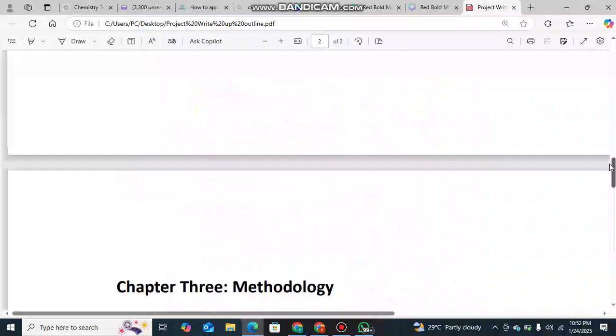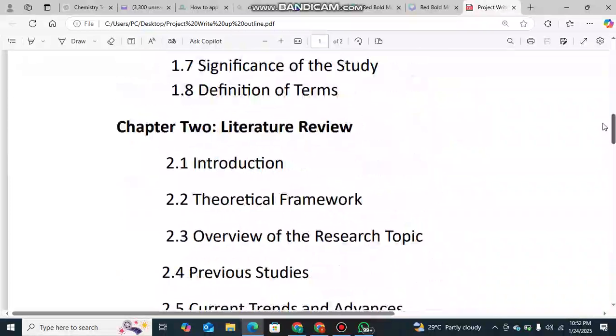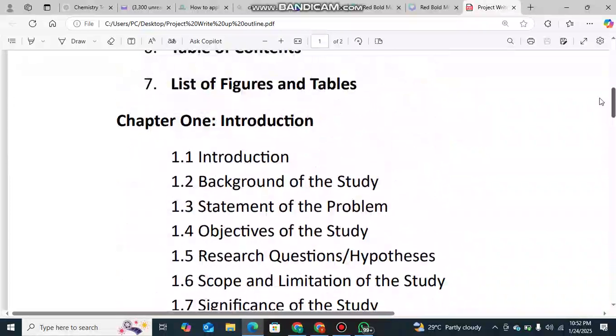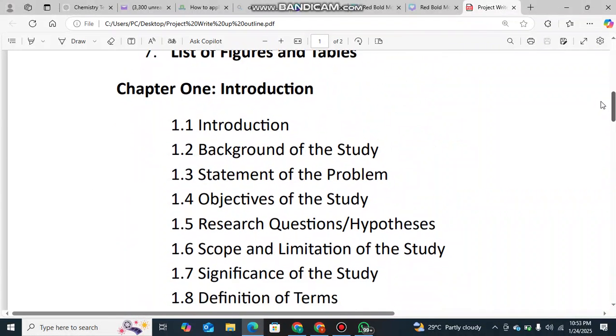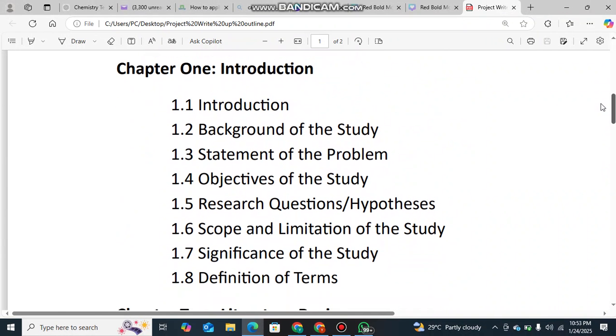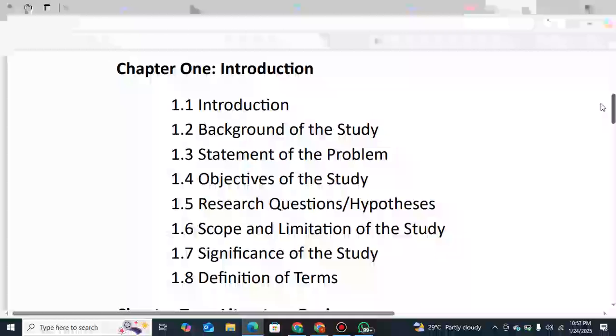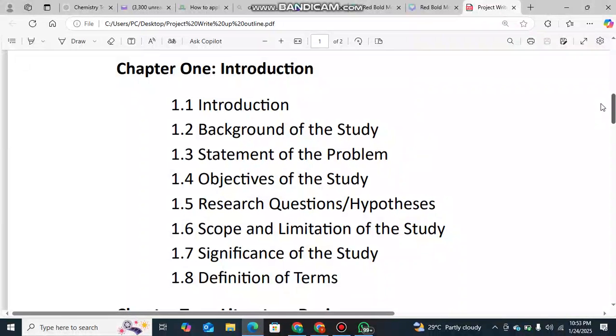And now let's briefly talk about the main chapters of your project, which are the 5 chapters that I just mentioned. You can see that in chapter 1 we have subsections, which will be like subheadings within that chapter 1 that you're going to be writing. The first subsection is 1.1, which is the introduction. You have 1.2, background of the study. You have 1.3, which is the statement of the problem.